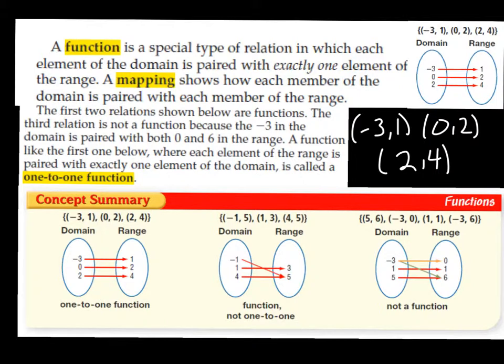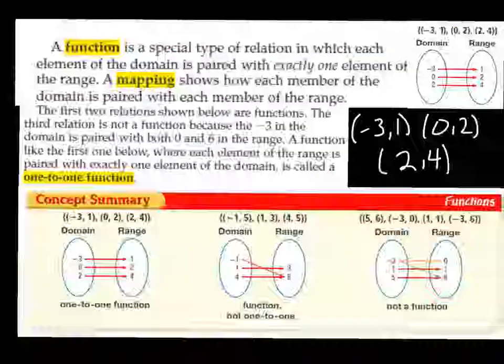The third relation is not a function because -3 in the domain is paired with both 6 and 0. So if you give me a -3, I don't know what you want from me. Do you want a 0 or do you want a 6? A function like the first one below, where each element of the range is paired with exactly one element in the domain, is called a one-to-one function.